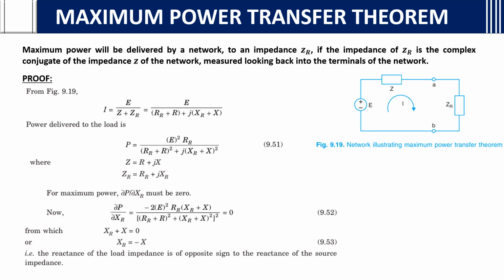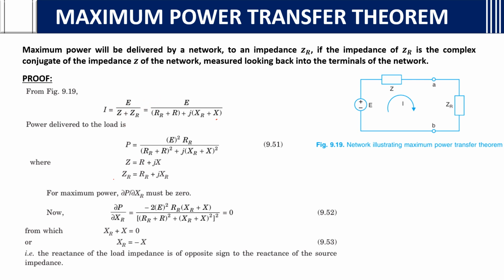Here Z is R plus jX and ZR is RR plus jXR. R plus jX is Z, and RR plus jXR will be ZR. In that way, for Z and ZR separately, we have written the complex conjugate forms.